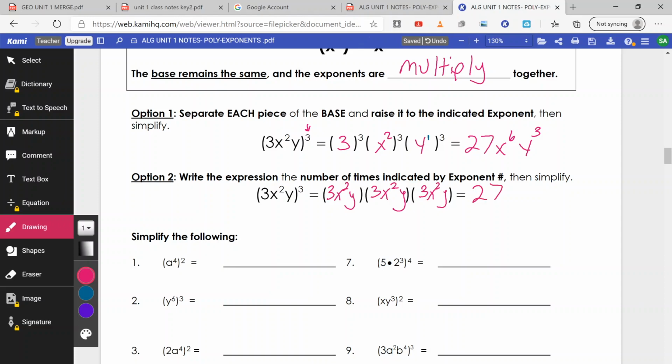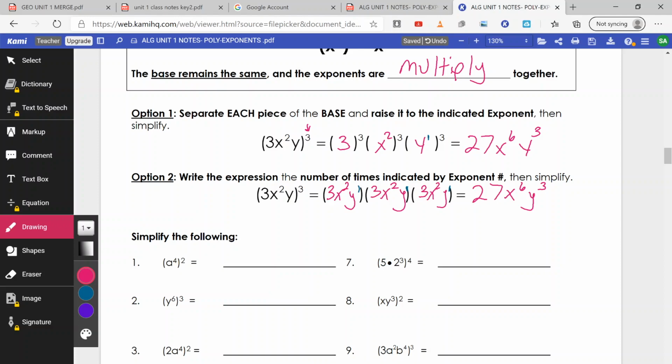Once the bases are separate, we can add our exponents. So x is the base. 2 plus 2 plus 2 gives me 6. And then our other letter y, we have exponents of 1, 1, and 1. So 1 plus 1 plus 1 gives me 3. So we have to be careful of the formatting.